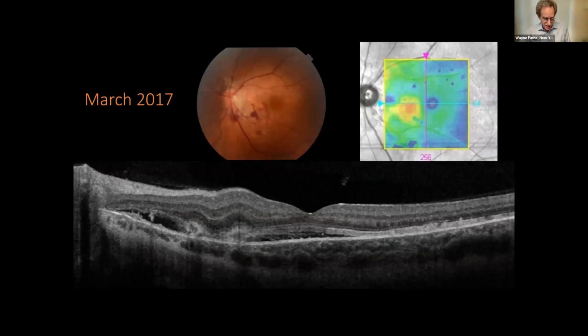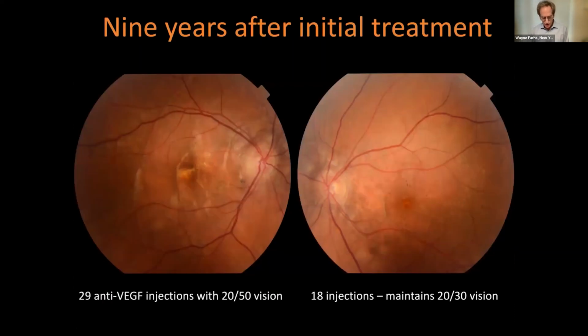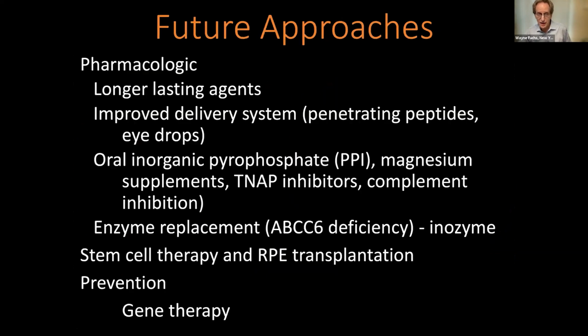Six years ago, she presented with decreased vision in the other eye with retinal hemorrhages, cystic and subretinal fluid. You could see the fluid under the retina and some cystic change. And she responded to an anti-VEGF injection with reduction of fluid on this high-definition OCT. Nine years after initial treatments were started, she's had 29 injections in the right eye and maintains 20/50 vision, and 18 injections in the left eye with 20/30 vision.